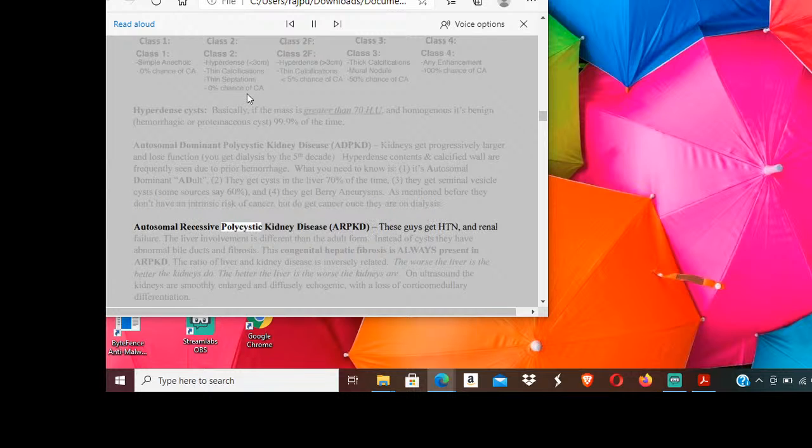Autosomal recessive polycystic kidney disease, ARPKD: these guys get HTN and renal failure. The liver involvement is different than the adult form. Instead of cysts, they have abnormal bile ducts and fibrosis. This congenital hepatic fibrosis is always present in ARPKD. The ratio of liver and kidney disease is inversely related. The worse the liver is, the better the kidneys do. The better the liver is, the worse the kidneys are.